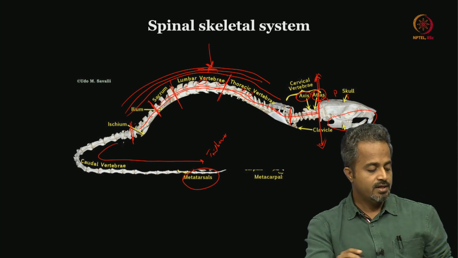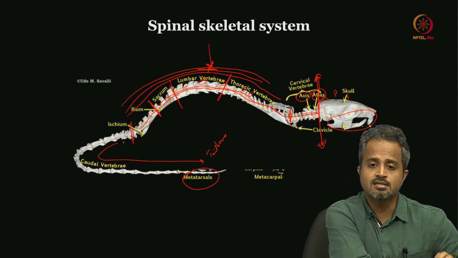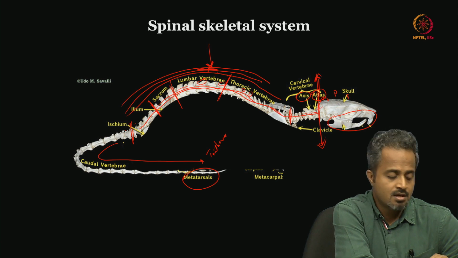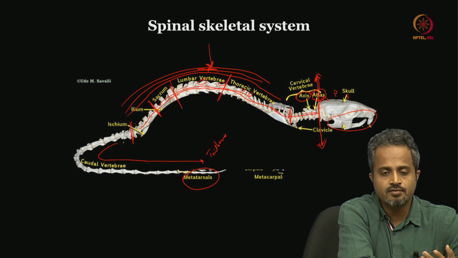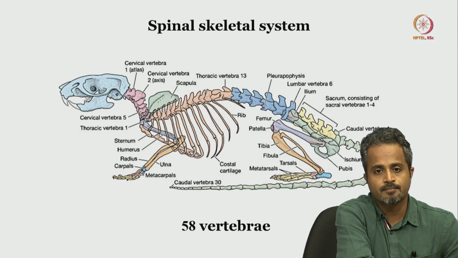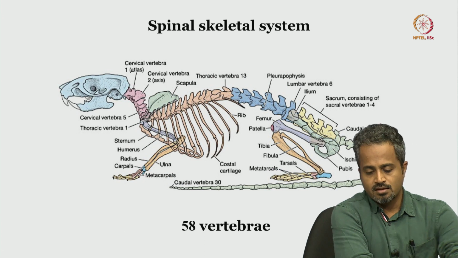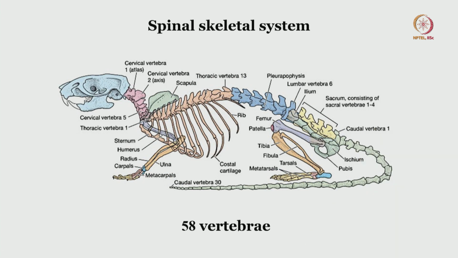So we will be using these terminologies as often as possible, so that every single slide is a sort of revision for you to remember and orient yourself to approach the spinal cord. So this again shows very clearly all the vertebral classification into different regions altogether. So there are in total 58 vertebrae, all right.